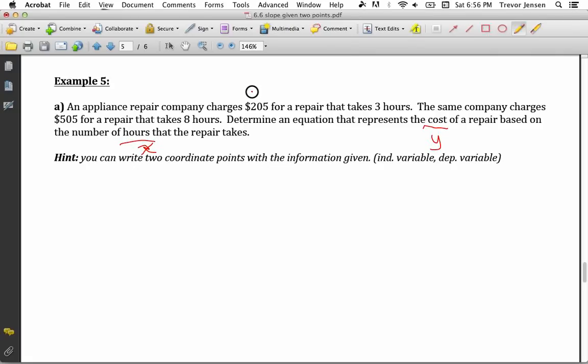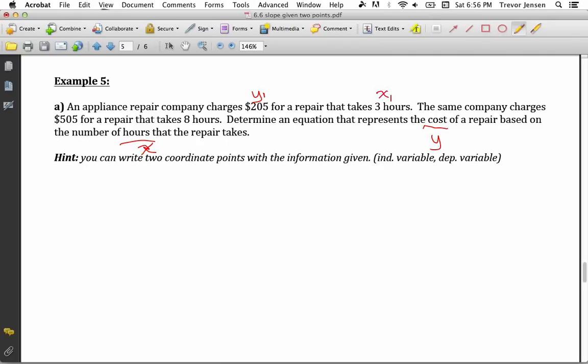Okay, so the first cost it gives us, I'm going to call that my first y value. So it's $205 for a repair that takes 3 hours. Remember, the number of hours is the independent variable, so x. So that's my first x value. Okay, so for a 3-hour repair, it costs $205.